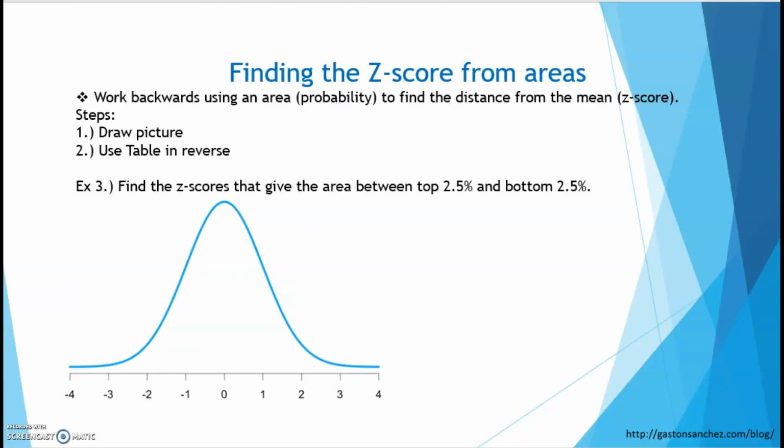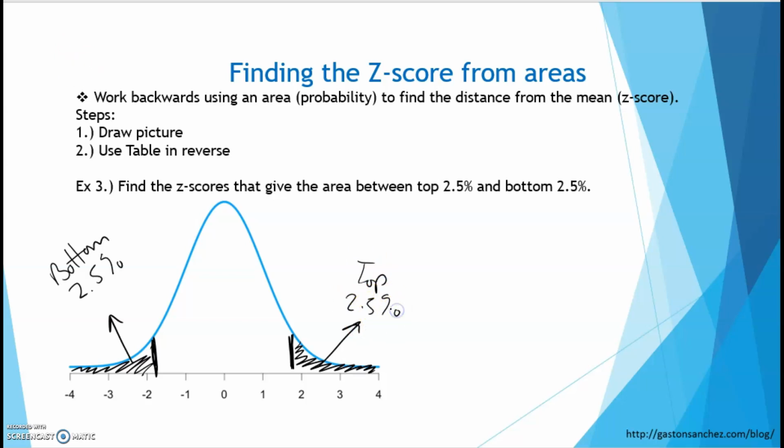All right, so steps: draw a picture, and then use the table in reverse. So find the z-scores that give the area between the top 2.5% and the bottom 2.5%. All right, so we'll say about here, all of this is your bottom 2.5%. And then we'll say about here, all of this is our top 2.5%. And what we're trying to do is find the z-score, this number right here and right here, that's associated with those percentages.